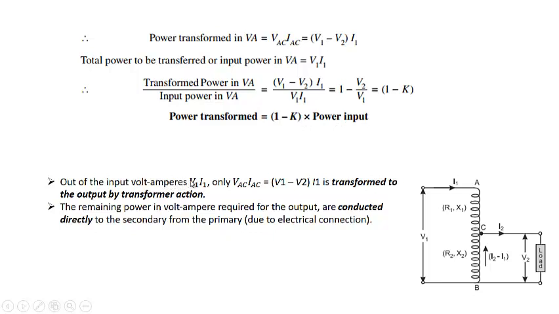Out of the input volt ampere V1 I1, only VAC, that is V1 minus V2 into I1, is transferred to the output by the transformer action. So this much of the power is transferred by the transformer action, and you will see that this is the same as what would have been transferred by a two winding transformer. The remaining power in volt ampere required for the output is conducted directly, due to this direct electrical connection from the primary to the secondary.